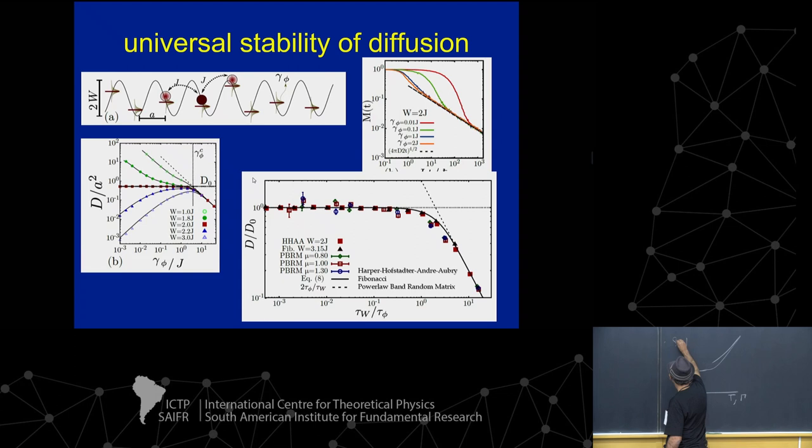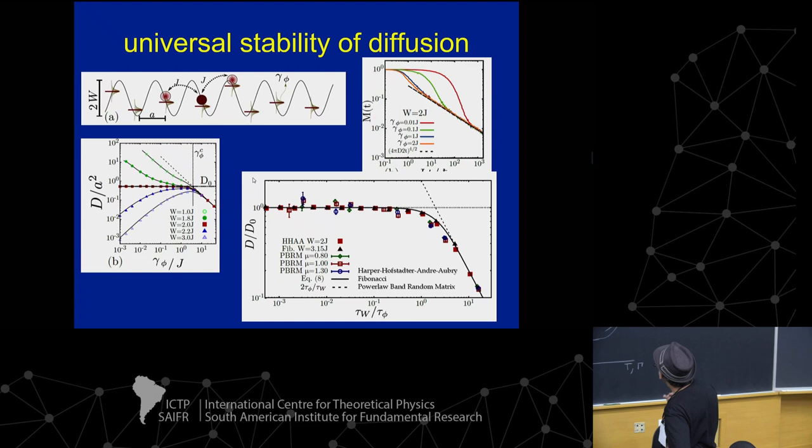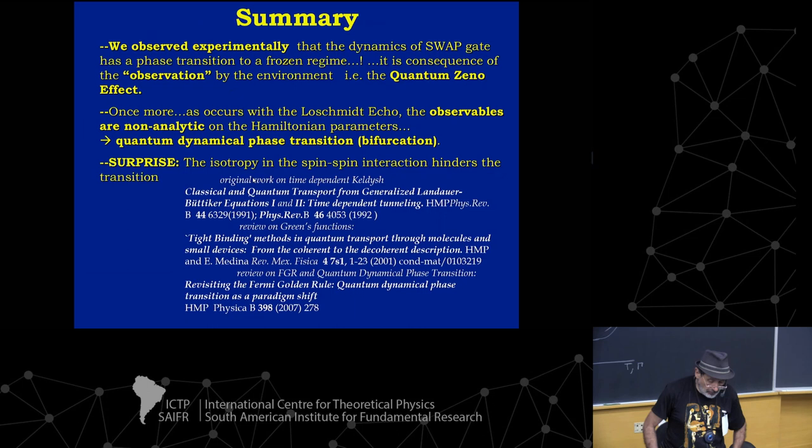Again, I end up with the same curve that I started with in the first transparency. This paper is still in refereeing, but I'm very happy with that. And the Loschmidt Echo also has a regime which depends only on the diffusion and not on the environment. But this is more trivial. So in summary, more or less in time.